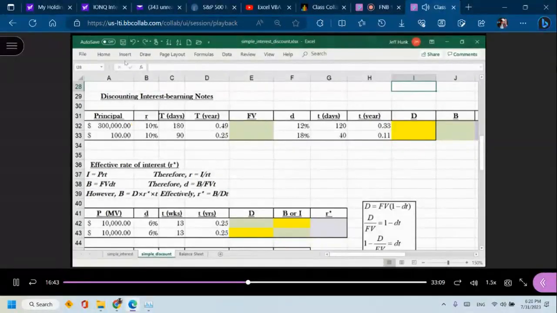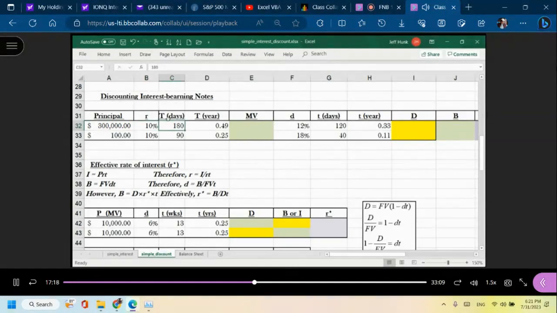Now we have, oops, so sorry. Now we have, this should be called maturity value, not future value, right? That's fine. Future value, maturity value, that's the same thing. But let's think about it. Principal, $300,000 principal at an interest rate of 10% with 180 days to maturity.